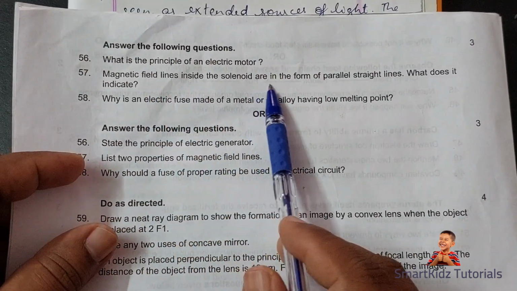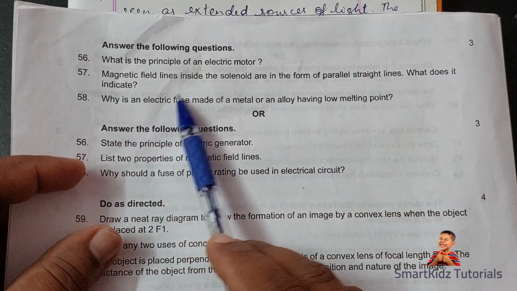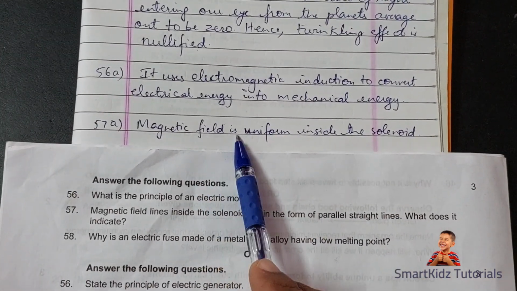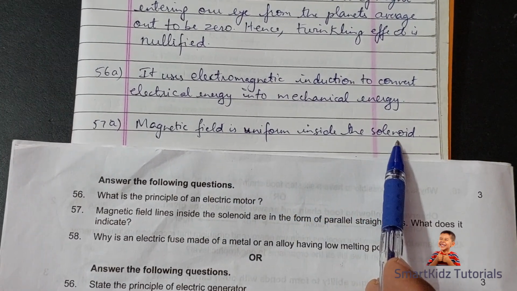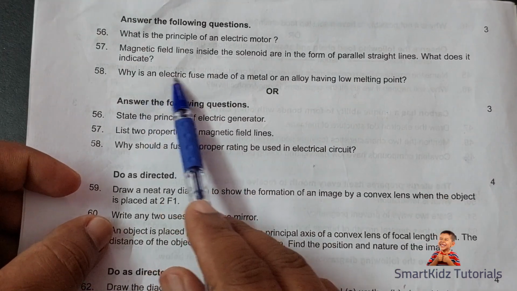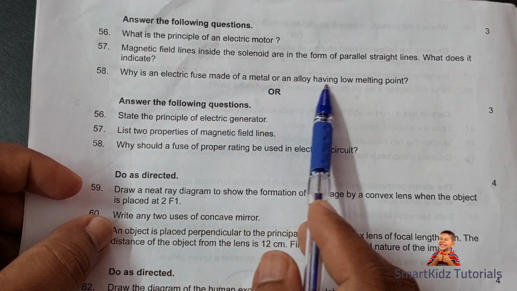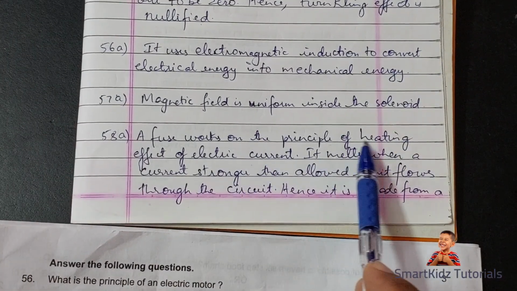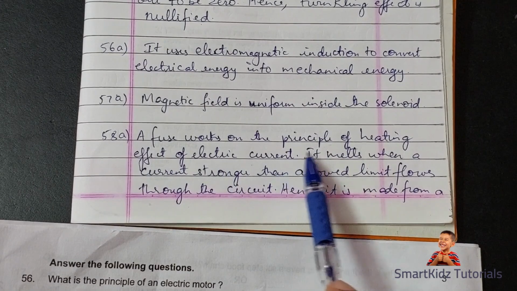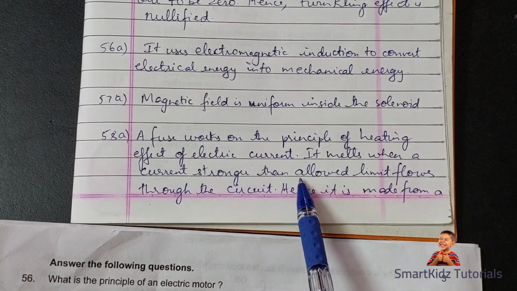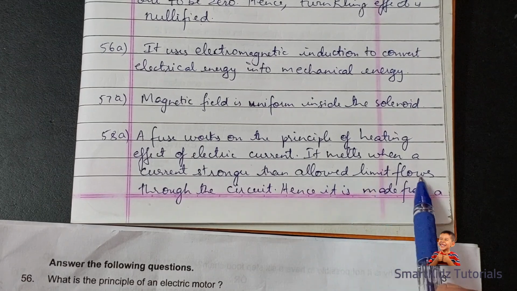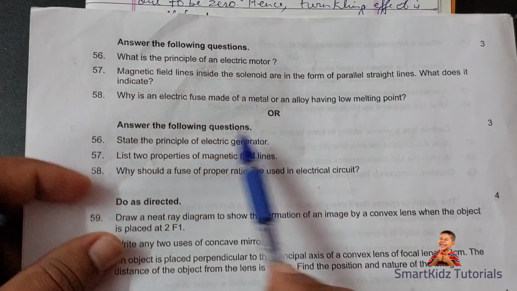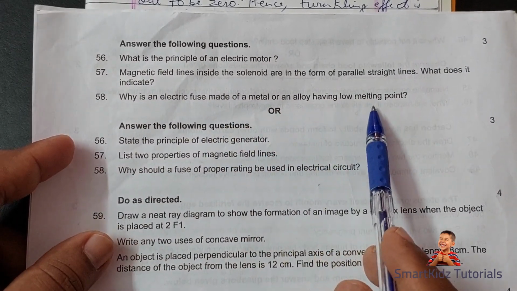Magnetic field lines inside the solenoid are in the form of parallel straight lines. What does it indicate? Answer is: magnetic field is uniform inside the solenoid. Why is an electric fuse made of metal or an alloy having low melting point? Question number 58. Answer is: a fuse works on the principle of heating effect of electric current. It melts when a stronger current than the permissible limits flows through the circuit. Hence, it is made from a metal or an alloy having low melting point.